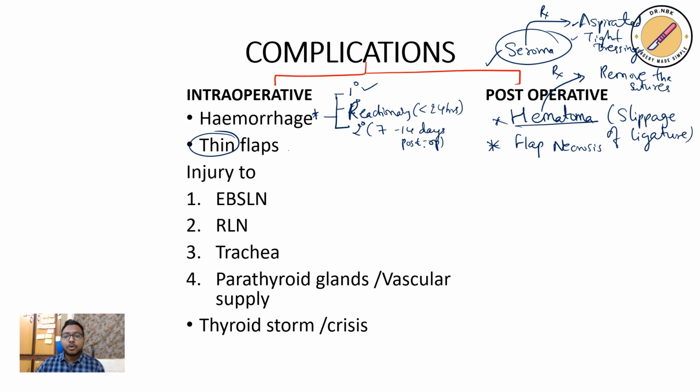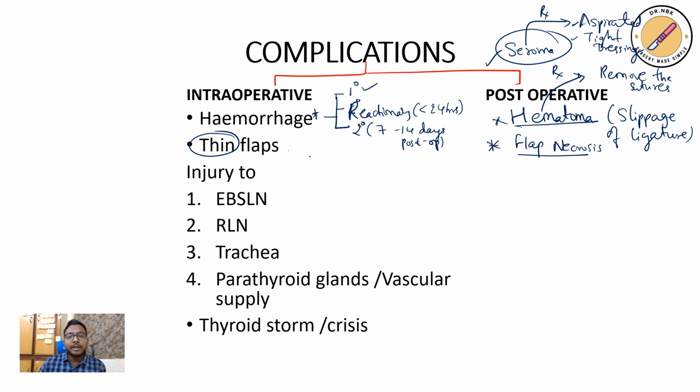Right, next. Whenever you have thin flaps, you will get flap necrosis. To avoid flap necrosis, when you are raising the flaps during the surgery, they should be of adequate thickness. Now, coming to the different injuries you can have, the intraoperative complications you can remember easily with the help of the order in which you are doing the procedure. Once you make the skin incision, then you raise the flaps, then you cut the investing layer of the deep cervical fascia, then you retract the strap muscles. After that, you open the pretracheal fascia. Now you are going to encounter the middle thyroid vein, followed by the superior and inferior thyroid pedicles.